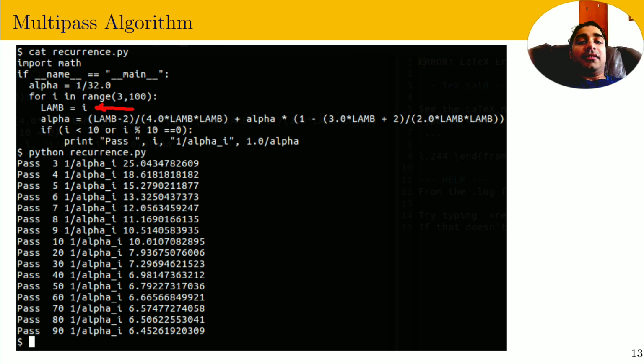And once we know that we need to use this lambda, then we can show by induction the relationship between the pass number and the approximation ratio at the end of that pass. We'll see the precise result on the next slide.